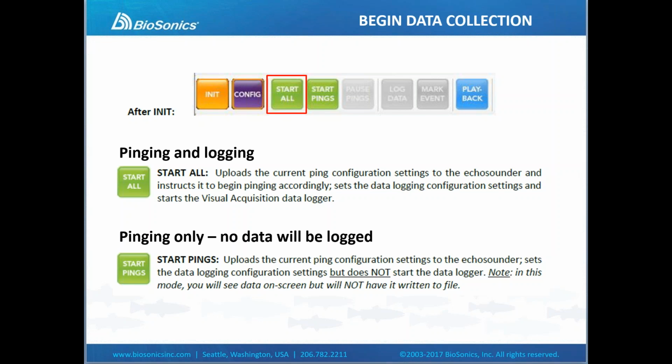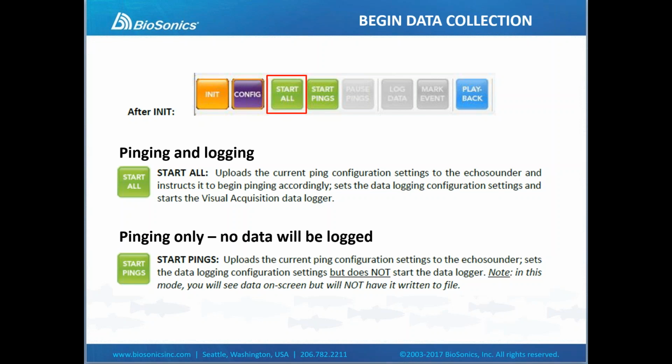We've already started up the echosounder, so we've initialized and we've configured. So now we want to start collecting. We have two options. For collecting, we need to click on Start All. That means ping and log data. As we're on the approach to our first transect, we could simply start pings. This will have the echosounder pinging but not recording. So this gives us a visual check that everything looks okay on the echogram as we're on the approach.